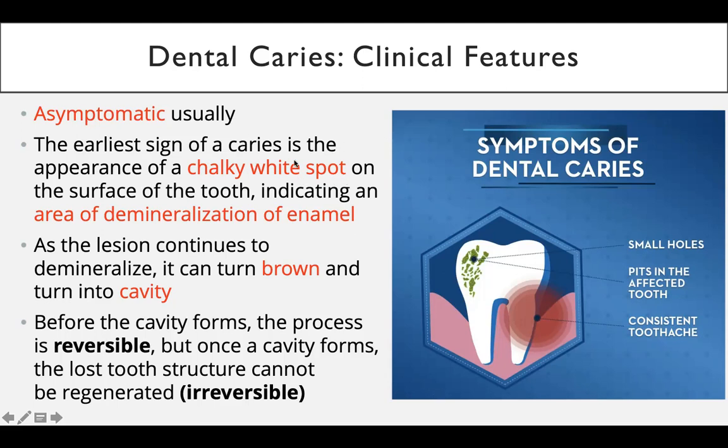The earliest sign of caries is the appearance of a chalky white spot. You remember the white spot, on the surface of the tooth, indicating an area of demineralization of enamel. As the lesion continues to demineralize, it can turn yellow or brown and turn into a cavity or cavitation. Before the cavity forms, the process is reversible. But once the cavity forms, the lost tooth structure cannot be regenerated. So once cavitation is formed, it is irreversible, but before the cavity, it is reversible.